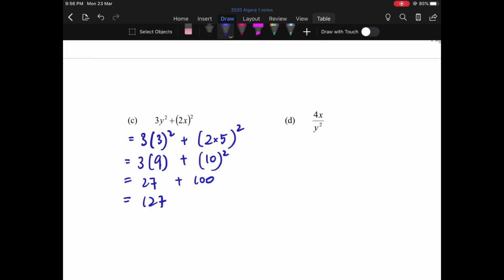For part D, again the same thing, 4 times 5, and y has a value of 3. So the numerator is 20, denominator is 9. So remember to simplify your fraction. 2 and 2 over 9.